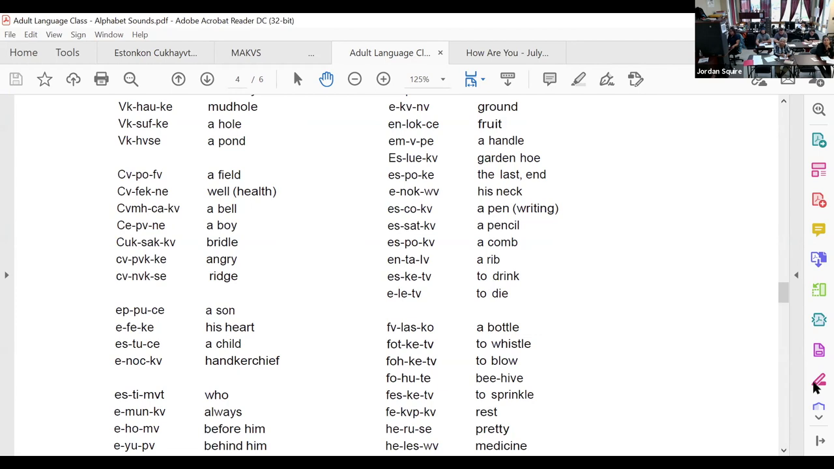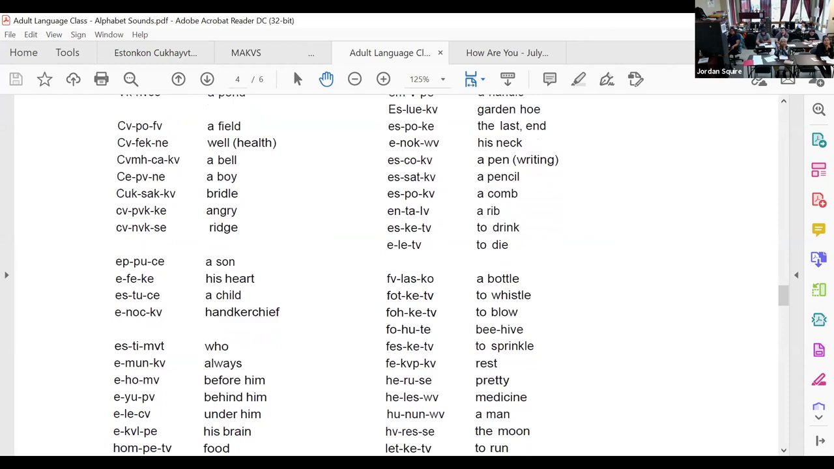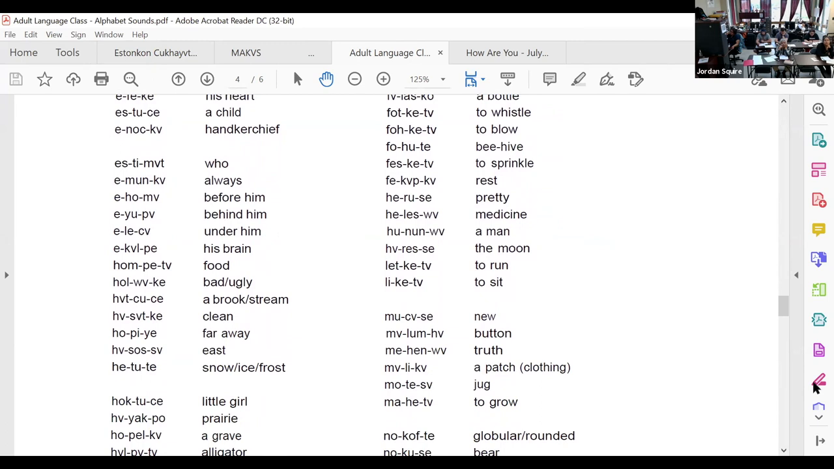Okay, a drink. To iskida is to drink. To die, ilida. A bottle, falasco. To whistle, fortida. To blow, fortida. What about a beehive? Fohudi.